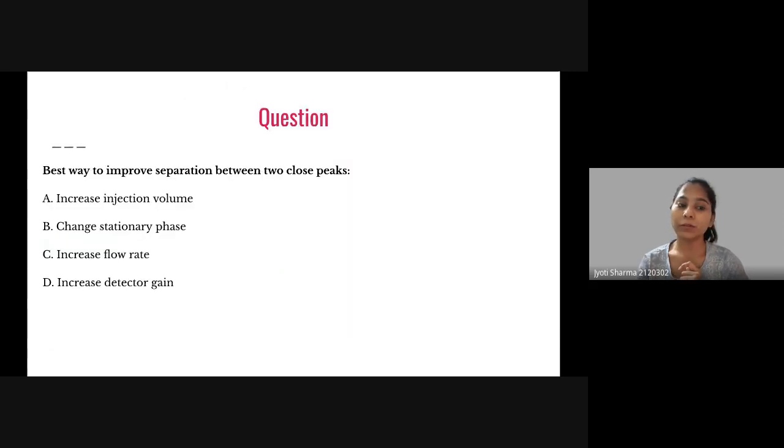Okay. So the first question is, what is the best way to improve separation between two close peaks? And I have four options here: increase injection volume, change stationary phase, increase flow rate, increase detector gain.